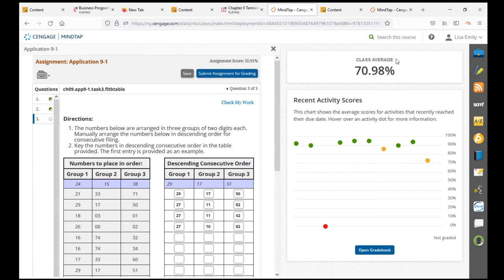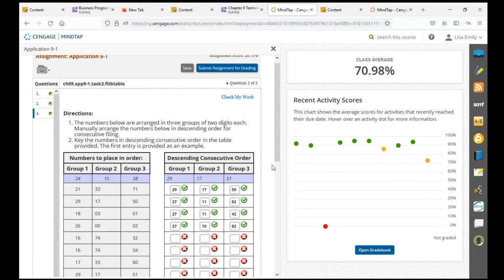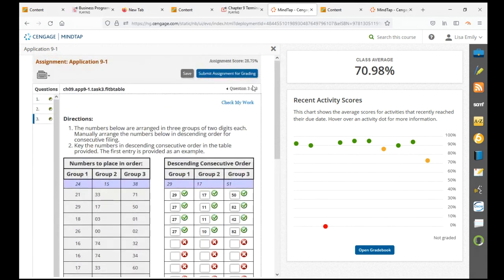So anyway, I hope this helps. Try a few of them. See if you get them right. Let me check my work just to be sure. Oh, yeah. And please let me know if you have questions.